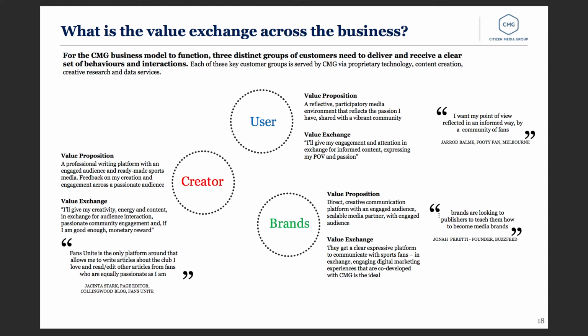And then we got quotes from these guys, like Jacinta. She was a page editor who created user-generated content for us. She resigned from being a police officer, started writing sports content, and now she's a sports journalist, I believe, up in Queensland. So that was great, and we just got a quote from her. And then on the brand side, what is it that they want to get out of our platform in terms of advertising?